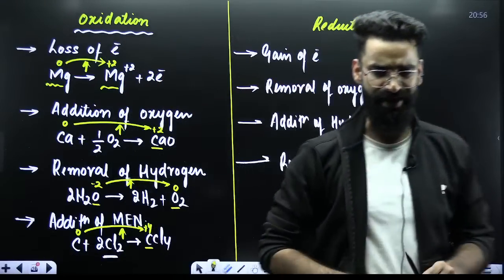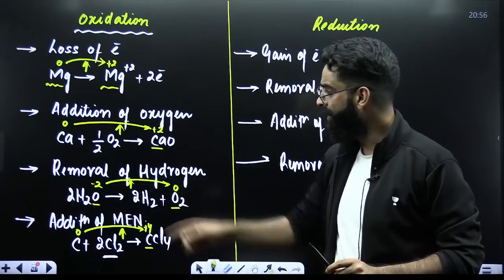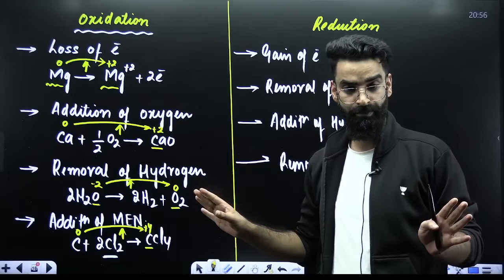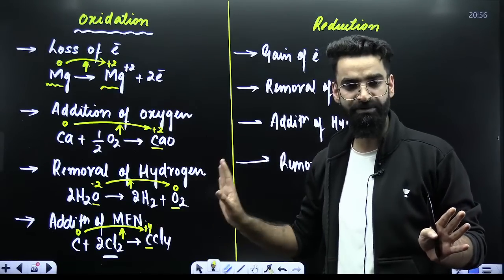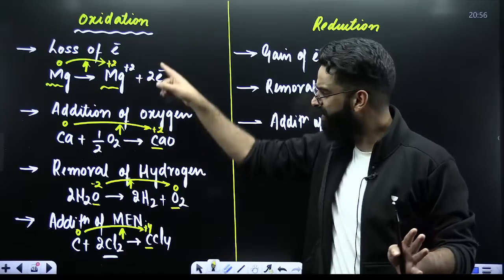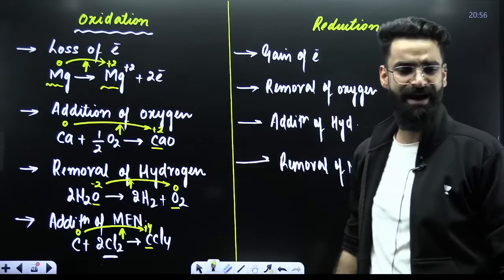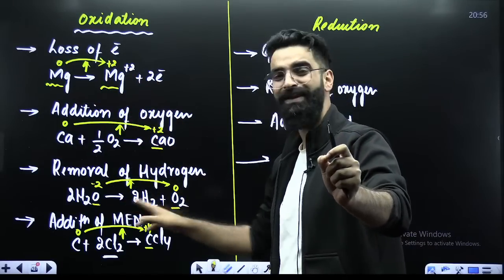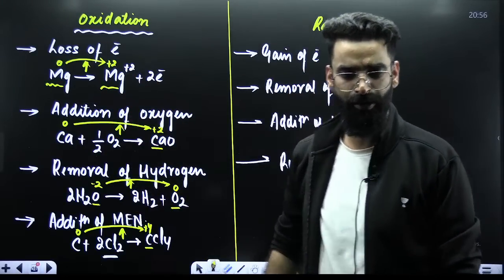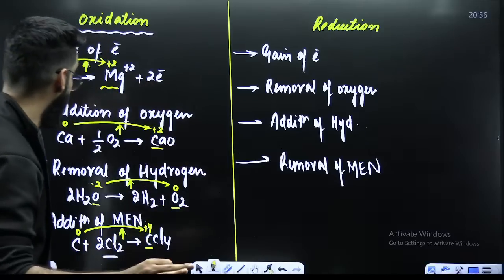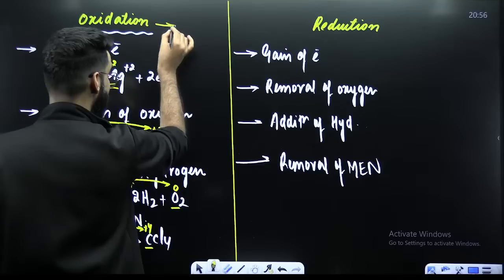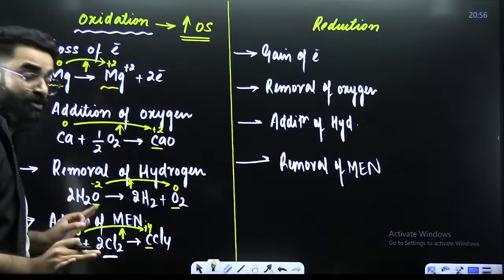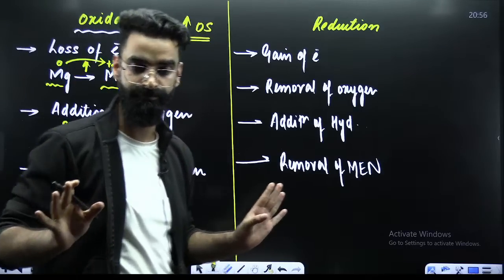My dear students, just try to understand. All these reactions are basically examples of oxidation reactions. Did you find one thing common in all the oxidation reactions? The oxidation state of an element is increasing when the substance is undergoing oxidation. So do remember from now onwards, oxidation is just defined as the increase in the oxidation state. Increase in the oxidation state is something which we call oxidation.